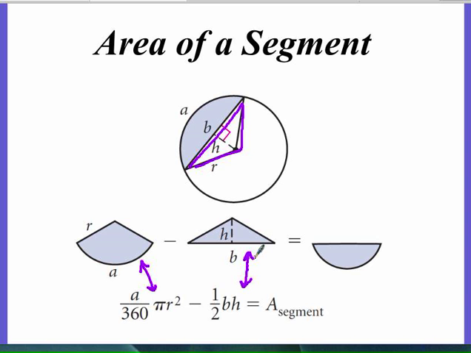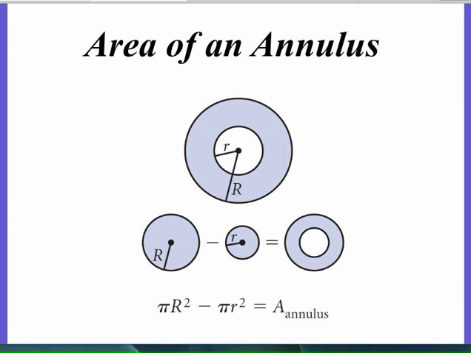Okay. And then the area of an annulus. Basically, you've got two circles, and I think you even had one of these on your homework, on your worksheet. Yeah. And so what you're going to do here is just take the area of the big circle, which is right here, minus the area of the little circle. And that's going to give you then the region in between.